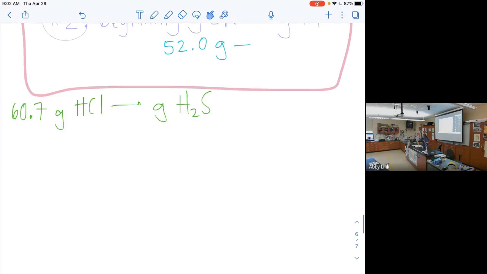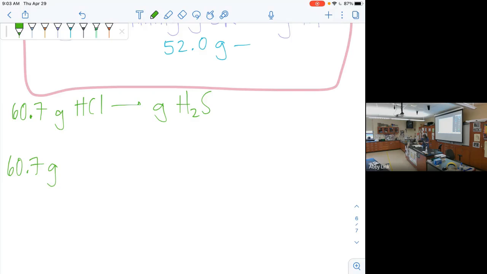Now, here's a ray of sunshine in the mess of this. You already have your molar masses calculated. So it's really just setting this up and plugging in those values. Yes, Tyler. Post on Canvas? Yeah, of course. All right, so let's do it.